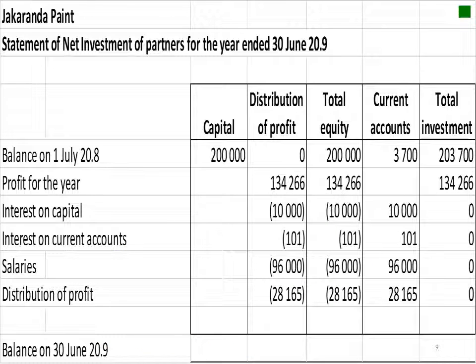Then we finally take out the balance of the profit. So we started with 134,266. We subtracted 10,000 for interest on capital, 101 for interest on current accounts, 96,000 for salaries, and we left with 28,165 balance in our distribution account, which gets allocated to the two partners' current accounts according to their profit sharing ratio. So the debit is to distribution account and the credit is to the two partners' current accounts.